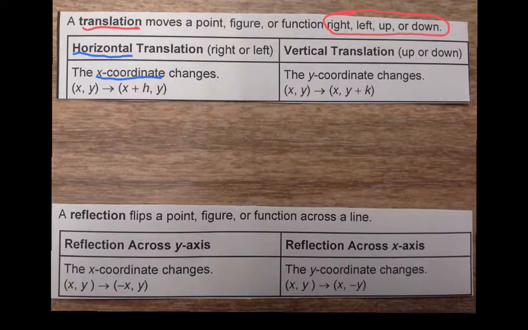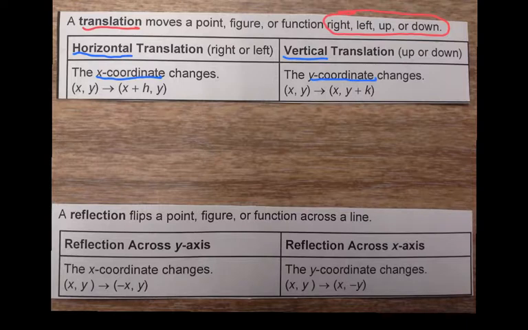Now vertical translation, that's when you move up or down. When you make a vertical translation, you are going to change the y coordinates. Vertical, just like the y-axis, you will change the y. If you think about horizontal translation, just like the x-axis is horizontal, that's when you change the x.